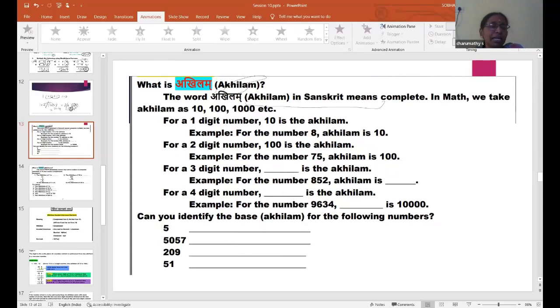See, when you look at that, for a 1-digit number, 10 to the power of 1 is 10. For a 2-digit number, 10 to the power of 2 is 100. It is actually like that. For a 3-digit number, 10 to the power of 3 is 1000. For a 4-digit number, 10 to the power of 4 is 10,000. So it actually goes on like that. It is actually the powers of 10.